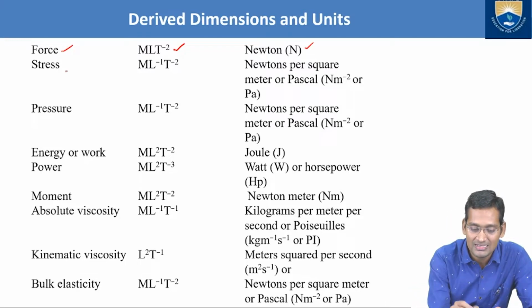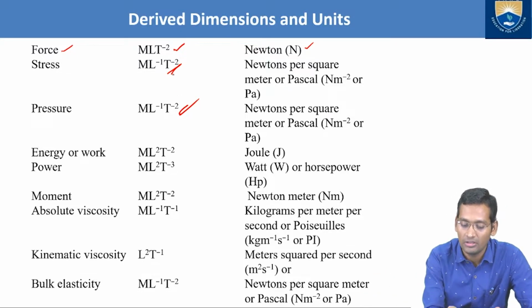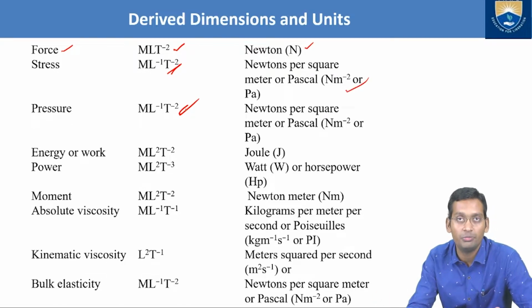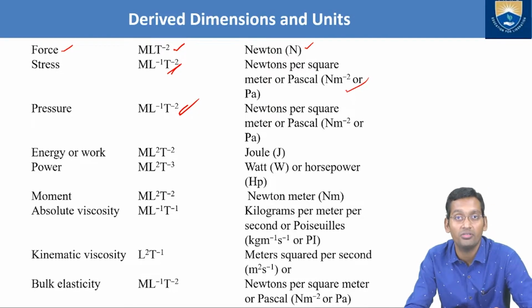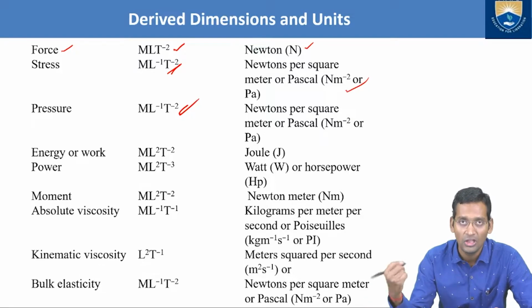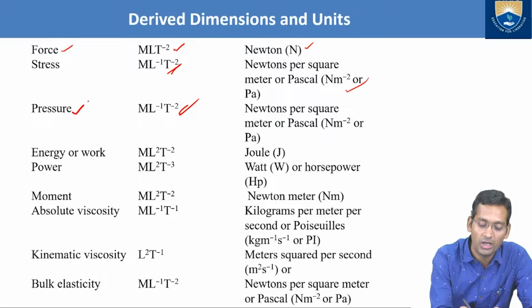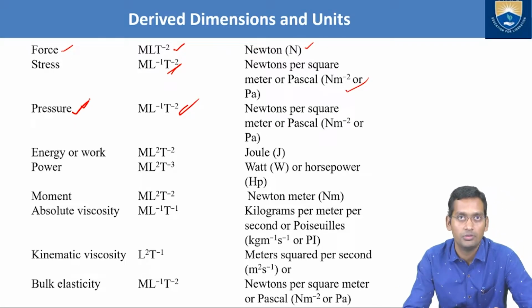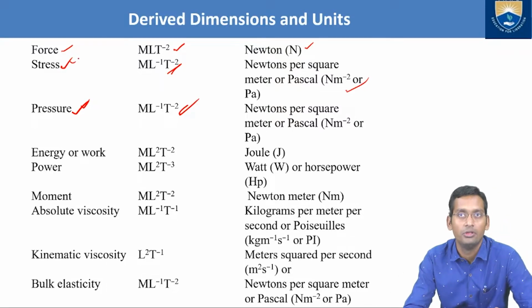Now just see here, stress and pressure will have the same dimension and also the same unit, Newton per meter square, and here also Newton per meter square. Then why two different terms? Why are we using stress and pressure? Pressure is for liquid and gas, or you can say we are using it for fluid which can flow, and stress is for solid substances. For a solid substance we cannot say pressure.